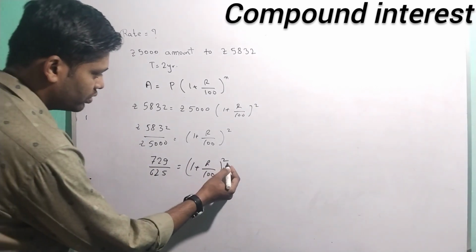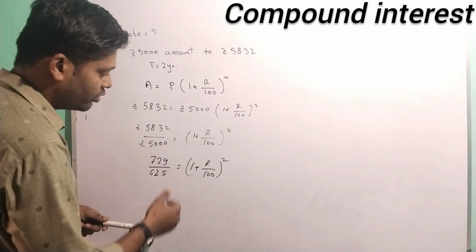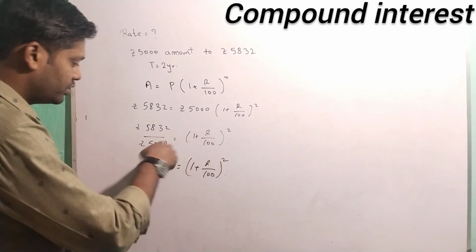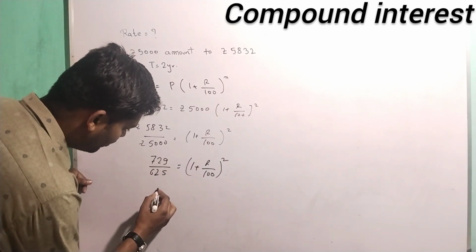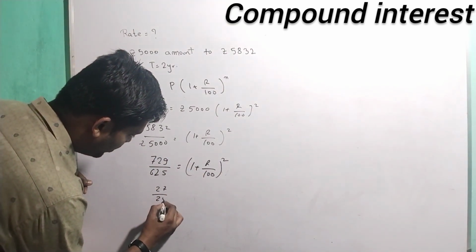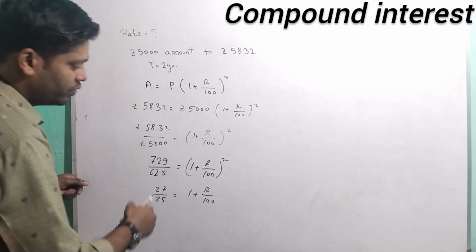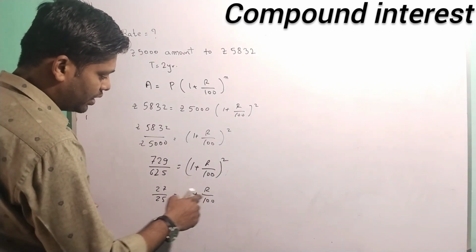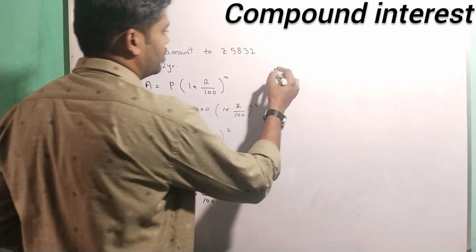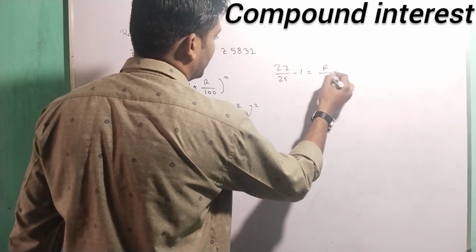Now again we need r. We have removed that 5000. Now we have to remove the square root. When it goes to this side, the square will become a square root. Square root of 729 will be 27 and this will be 25, and the bracket will be opened. Now the 1 should also be removed. The relationship of r and 1 is a plus sign, so it will go with a minus sign. So 27 by 25 minus 1 is equal to r by 100.